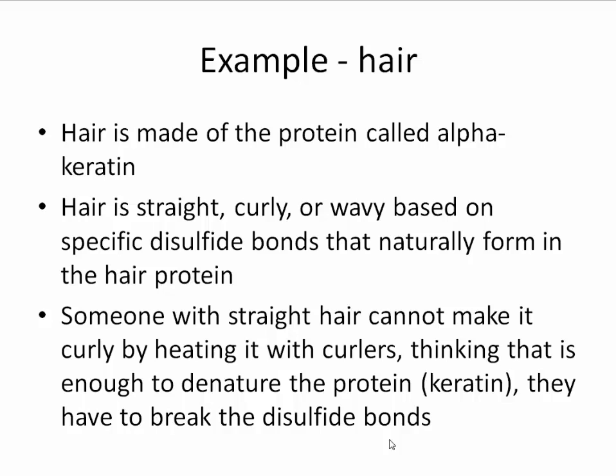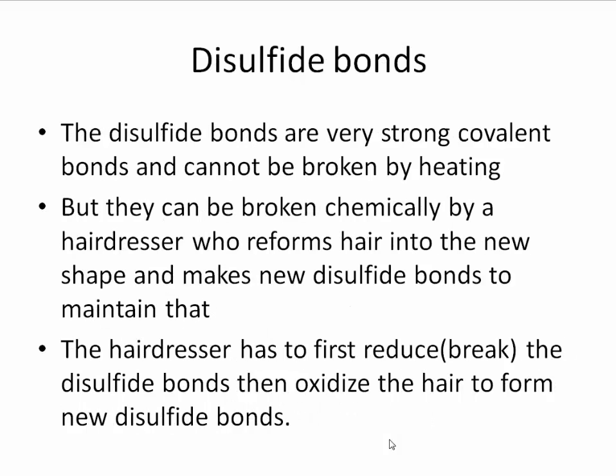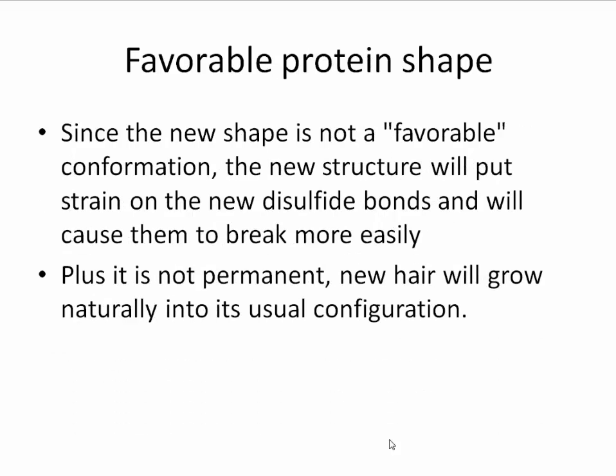So what you really would have to do is chemically break them and then chemically reform them into a new shape. So you would have to go to a hairdresser who would reduce the disulfide bonds and then oxidize the hair to form new disulfide bonds in a new configuration. The new configuration is not going to be a favorable one, so it's not going to be the most energy efficient one, and so therefore it will tend to break more than the configuration that your hair is naturally falling into.